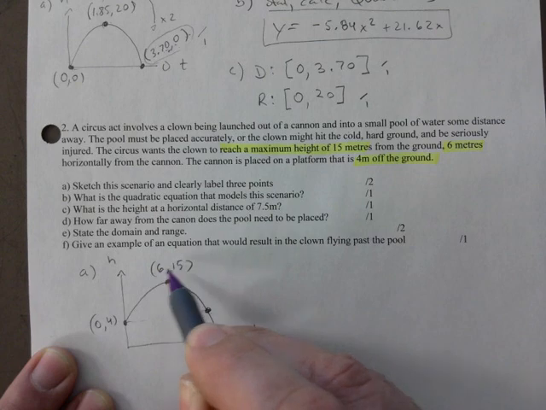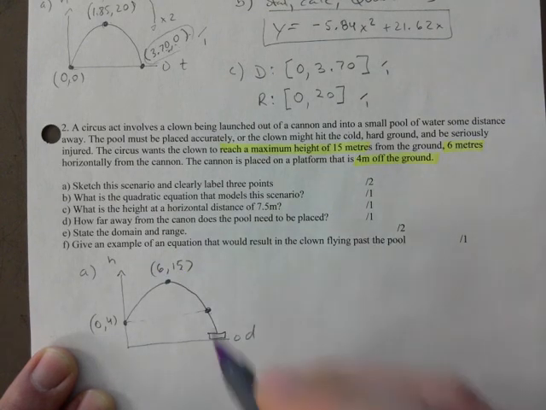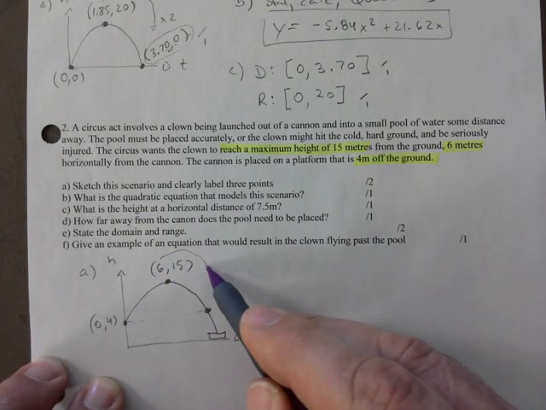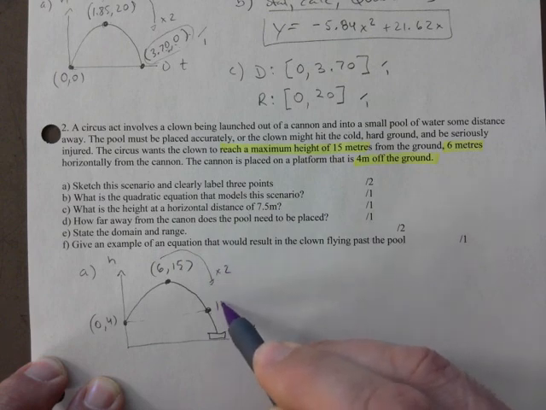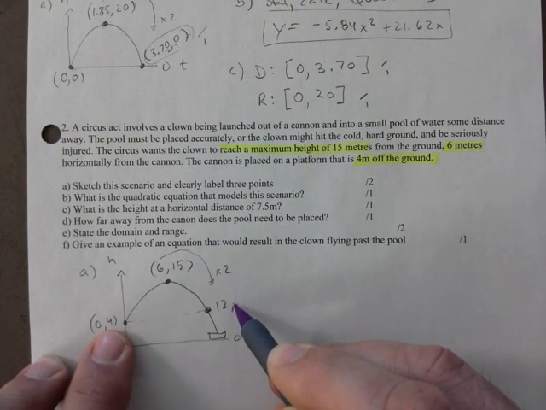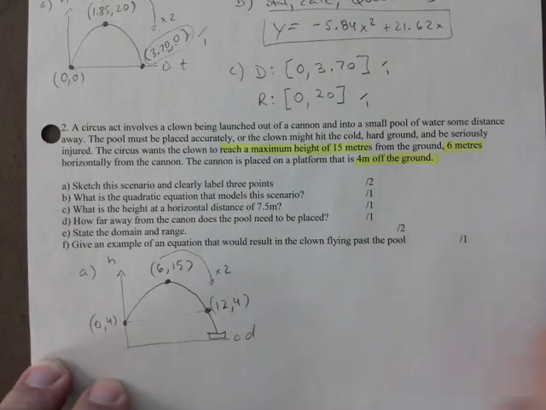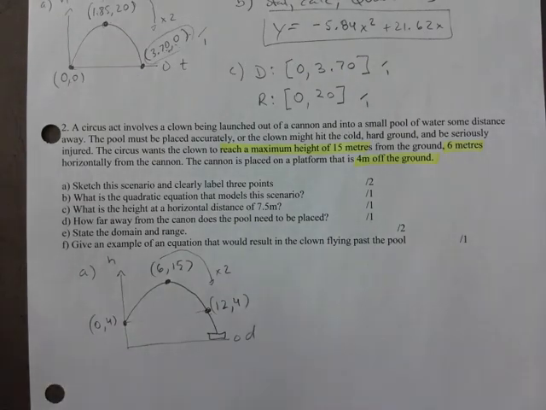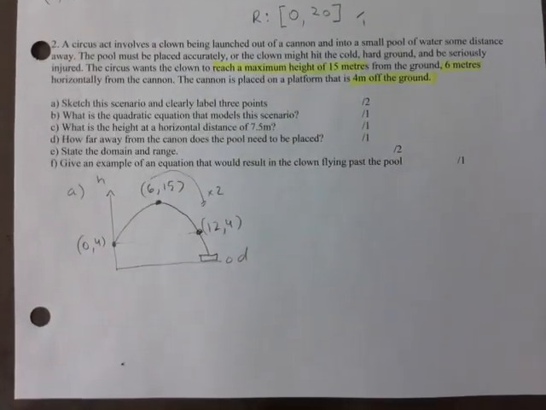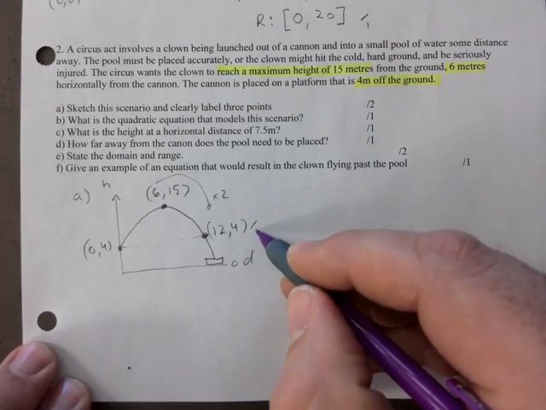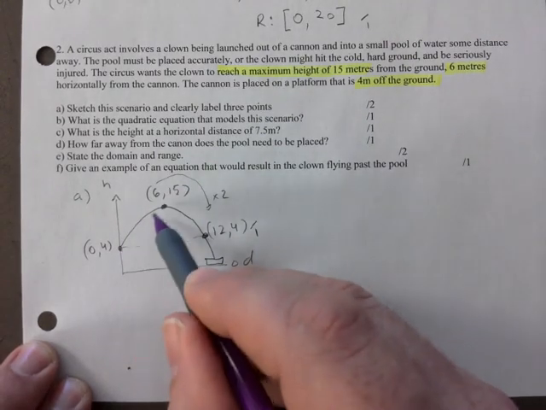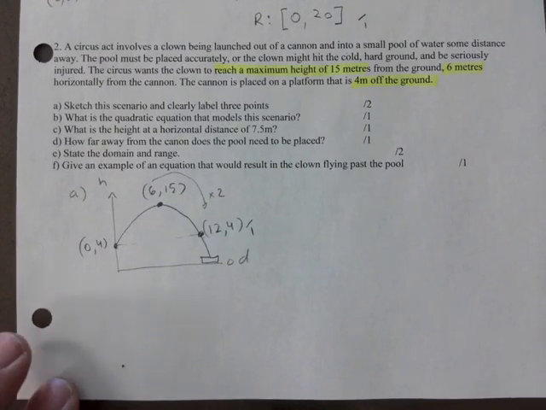Because at a distance of 6 from the cannon, we reach the maximum height of 15. And then, of course, we take the 6, multiply it by 2 to get 12, and then back to 4. Not 12, 0, but 12, 4, right? So that third point, this one here, is worth a full mark, and then this one would be half and half if you did that right. So 2 marks for A today, right?